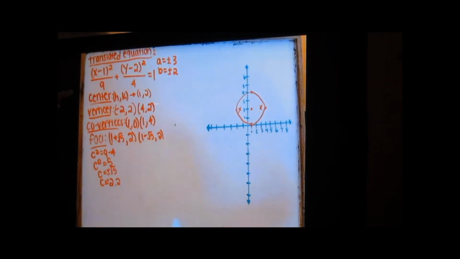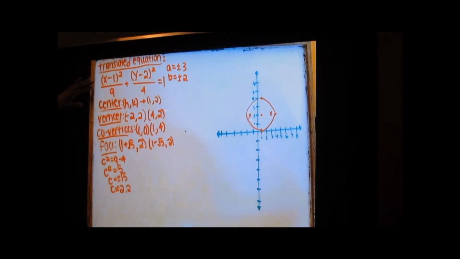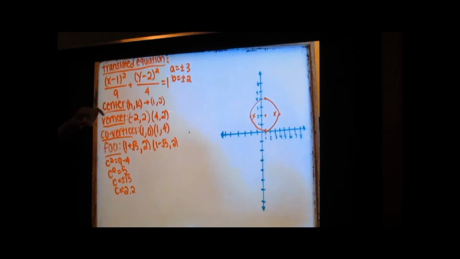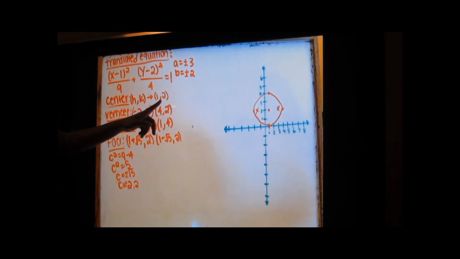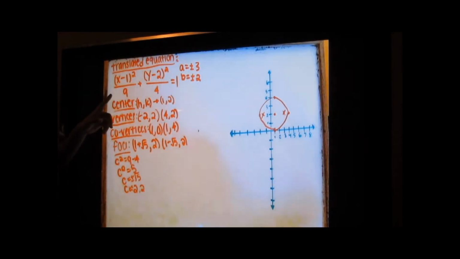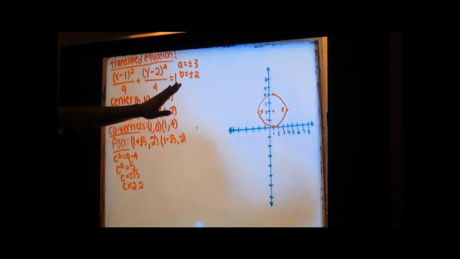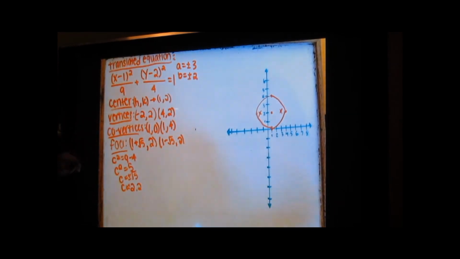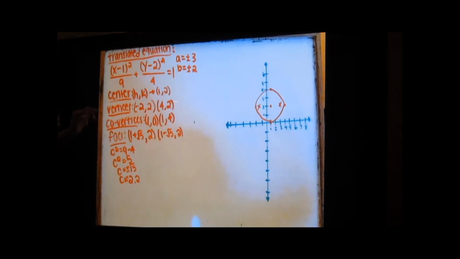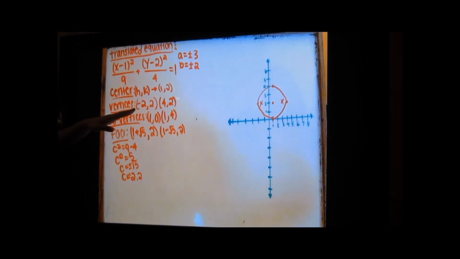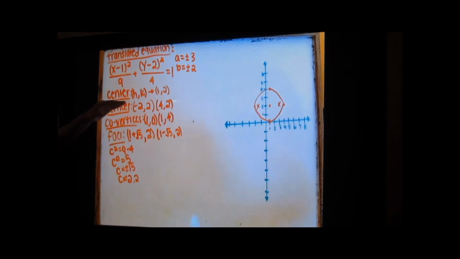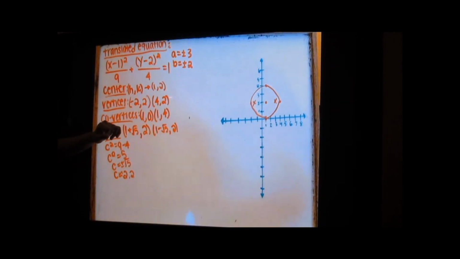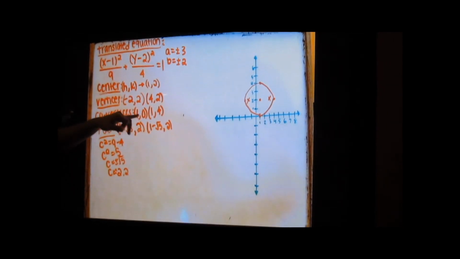So if we are graphing the translated equation of (x minus 1) squared over 9 plus (y minus 2) squared over 4 is equal to 1, first we need to find our center, and our center is (1, 2) because of our h and k values. And we know that our a and b values are plus or minus 3 and plus or minus 2 because we take the square root of our a squared and b squared. And then to find our vertices, we add the a value to our x value in the center, and then to find our co-vertices, we add the b value to the y value in our center.